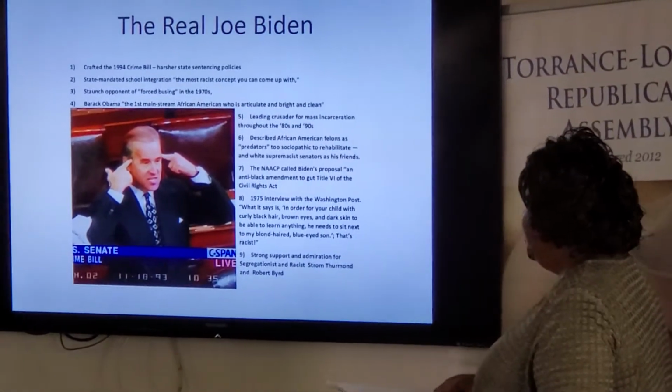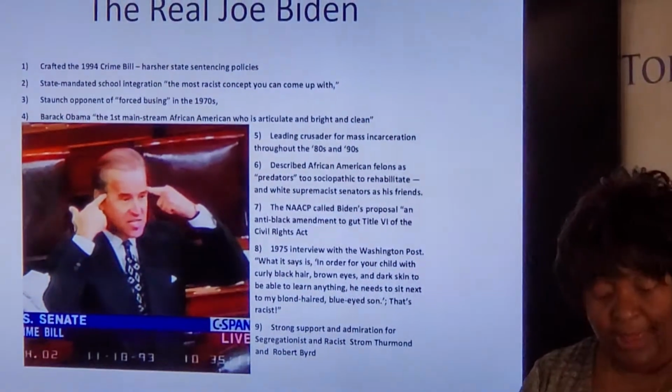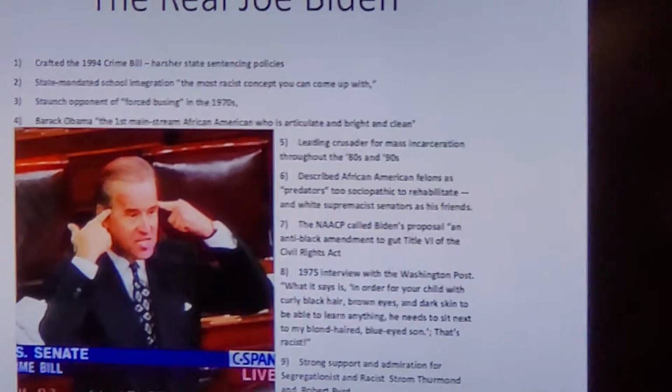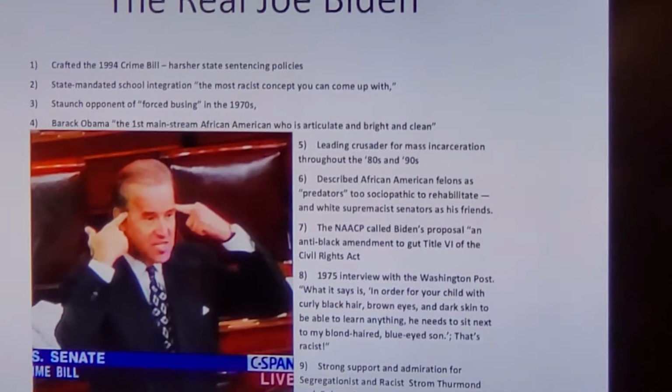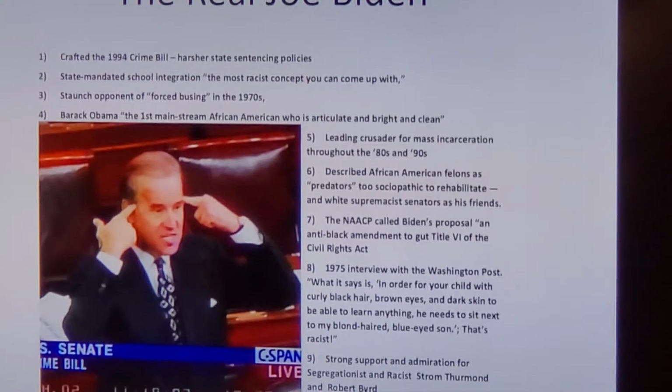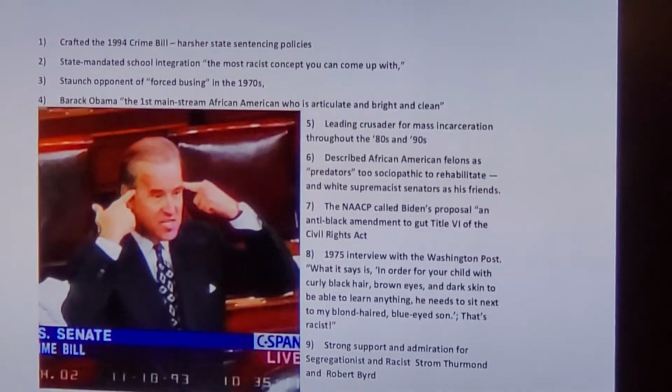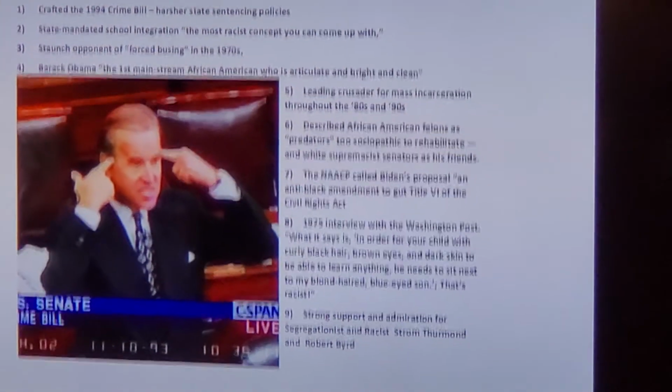So we're going to talk about the real Joe Biden just quickly here. I've flipped through a lot of things, okay? I was going through his agenda item and his past record, trying to find anything he's ever done to help black people. I couldn't find one thing, okay?